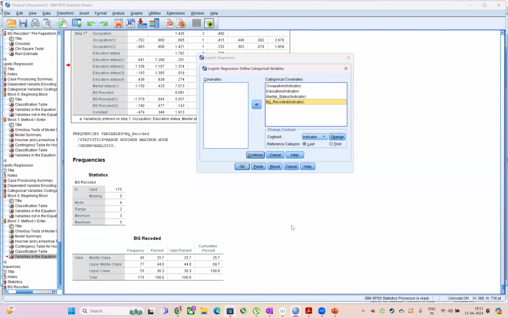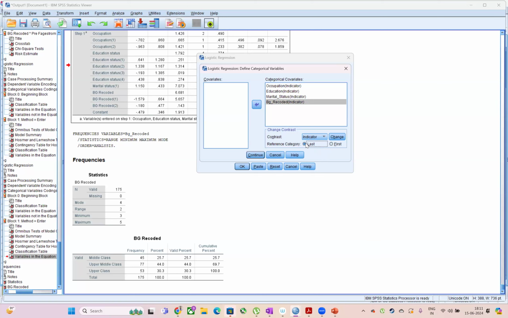Here you have the middle class, upper middle class, and upper class. My literature tells that middle class and upper middle class are at a higher risk of nicotine dependence compared to the upper class. So what I do is I take the upper class as the reference category. So I am clicking last. If you say that only the middle class is more prone to develop nicotine dependence, then I will keep it as the first one. It all depends on your title, hypothesis, and your scientific literature.